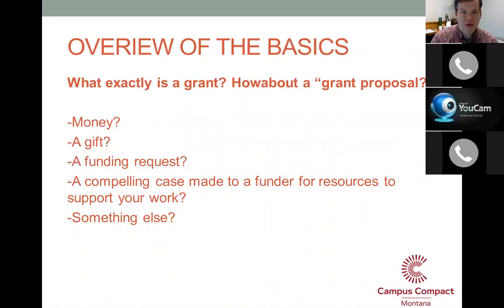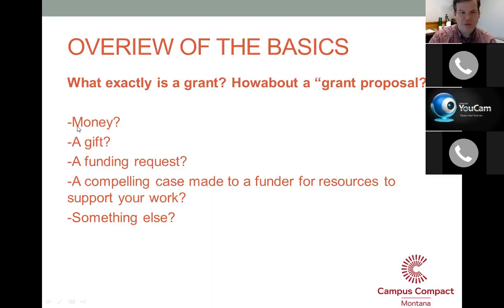So some of the basics. What exactly is a grant, and how about a grant proposal? How are those things different? Anybody who's got a mic or who is called into this, have an idea of how you would define a grant? Okay, well, I'll just keep moving it along here.